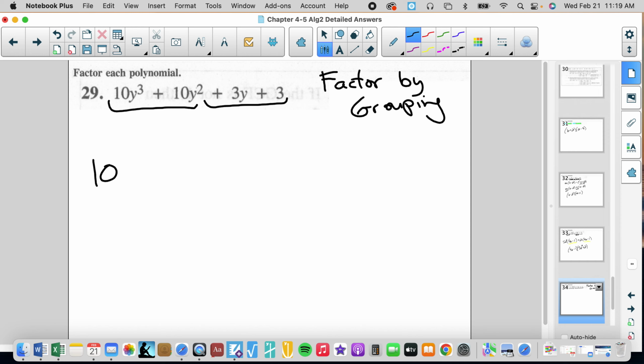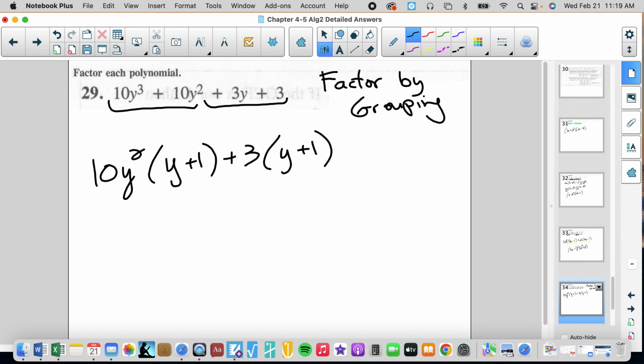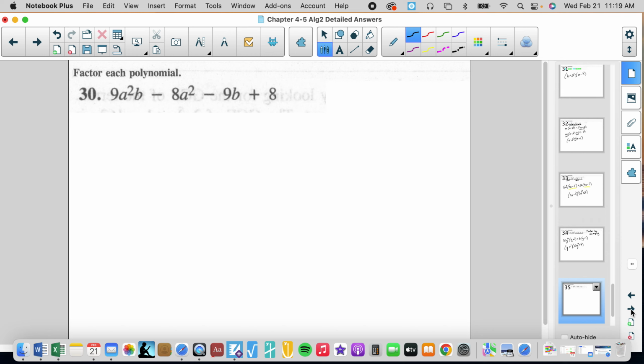So we can factor out a 10y squared. We're left with y plus 1. We can factor out a 3, which leaves us with y plus 1. We have y plus 1 in both of those terms. We factor that out. We're left with 10y squared plus 3. That's what you're shooting for, that type of efficiency and speed.